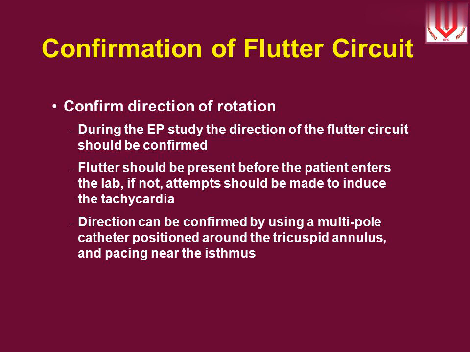Direction can be confirmed by using a multipole catheter positioned around the tricuspid annulus, and pacing near the isthmus. The direction of flutter is not as important as establishing isthmus dependence. Frankly, counterclockwise and clockwise are ablated the same. For some unknown reason, in clockwise flutter isthmus block is harder to obtain.